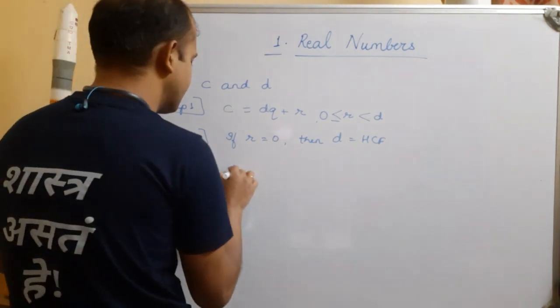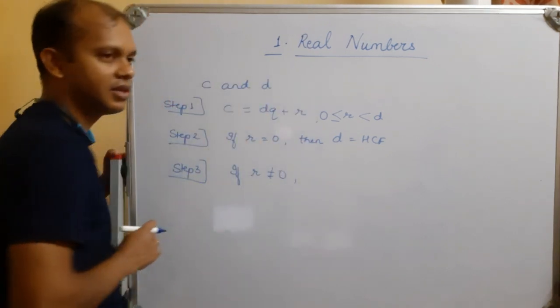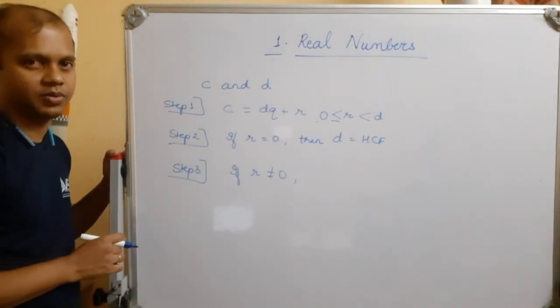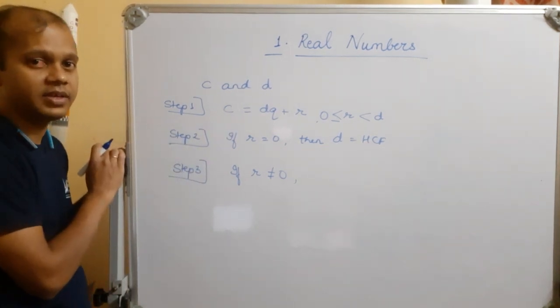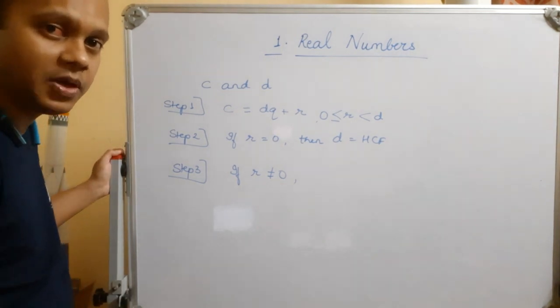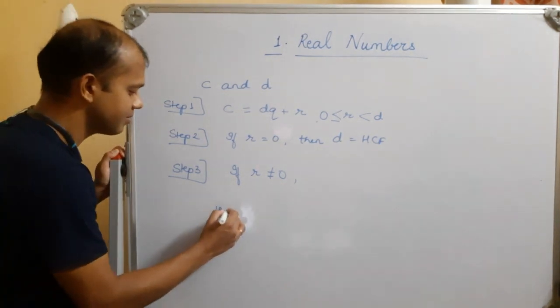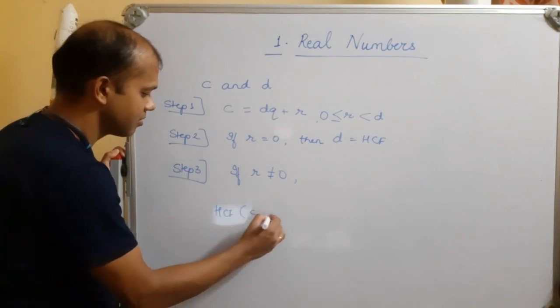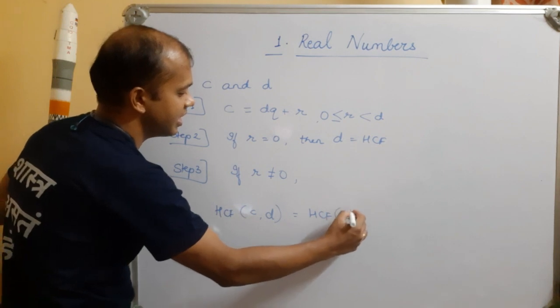If R is not equal to 0, continue the steps till you get the remainder as 0. The moment you get the remainder 0, whatever divisor you have will become your HCF. Now this method works because the HCF of C and D is the same as the HCF of D and R.